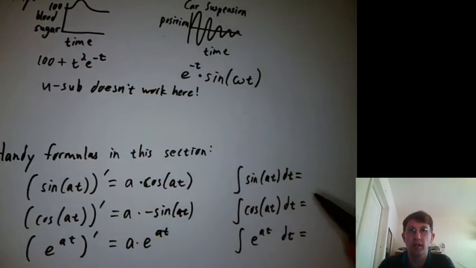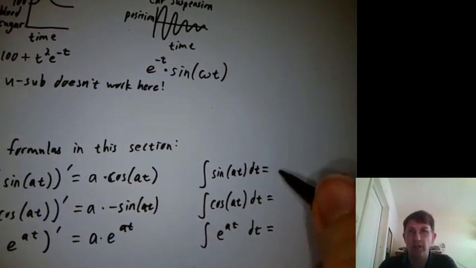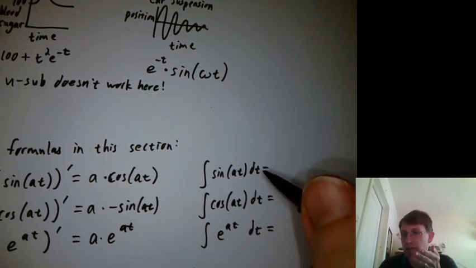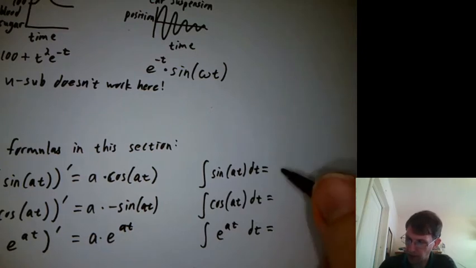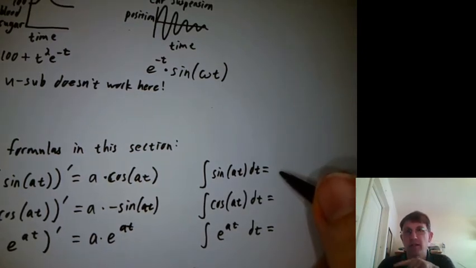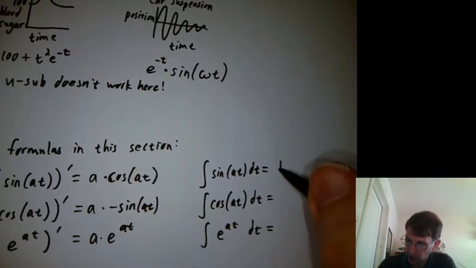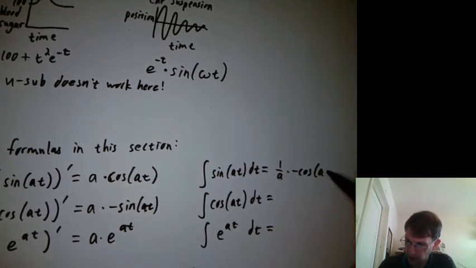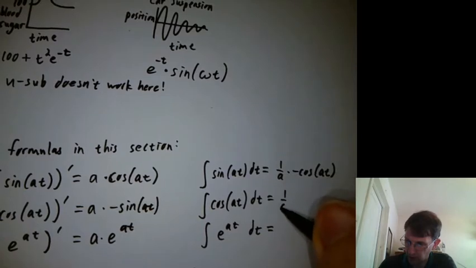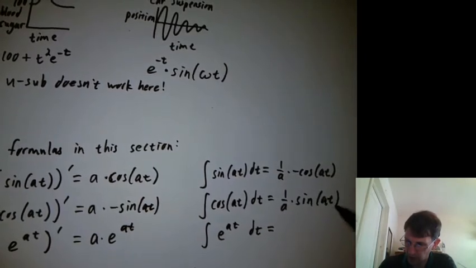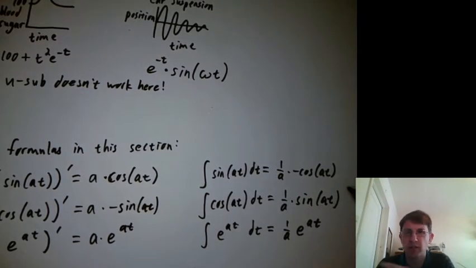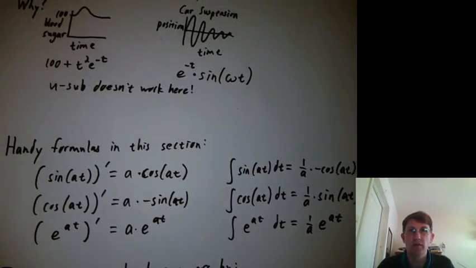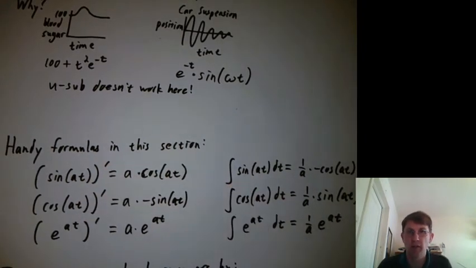And then how about the integrals here? What's the integral of sine at? If you did a u substitution, u equals at, then du equals a dt, and you divide both sides by a. So you get 1 over a times negative cosine at. Here we get 1 over a times sine at, and here we get 1 over a e to the at plus c, but we're not going to be worrying about the plus c's in the middle of integration by parts. All right, so those are some formulas that you'll need to have right at the front of your brain as we're working on all this stuff.